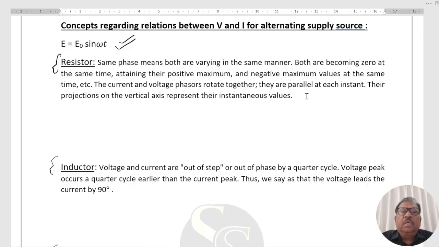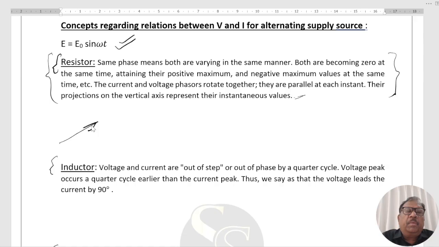In that case, same phase means both are varying in the same manner. Both are becoming zero at same time, attaining their positive maximum, negative maximum values at the same time. The current and voltage phasor rotate together. They are parallel at each instant. The projection on vertical axis represents their instantaneous values. The detail of this is going to be discussed in the question, right?